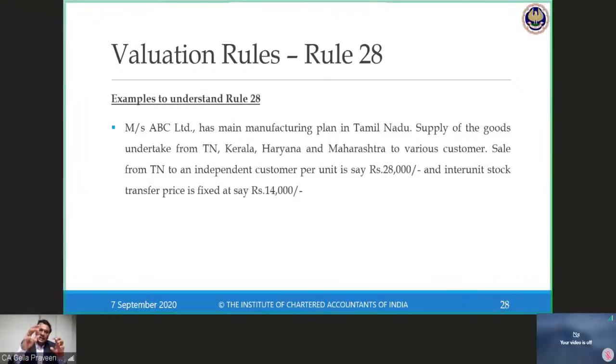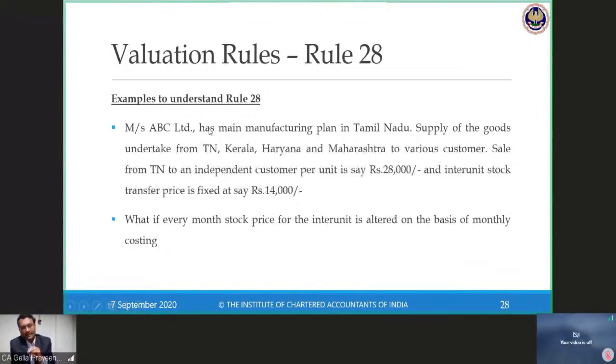A couple of examples I'll take in detail. Dilip, at the end of the session, if we have time, I'll discuss a couple of examples in detail, also with practical issues. If I have not covered it, please let me know once again. Coming back to my Rule 28, I have given a couple of examples.